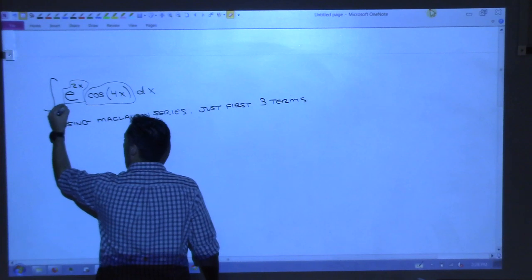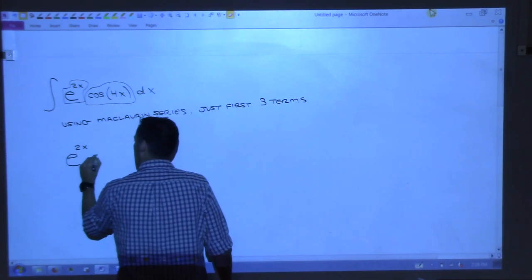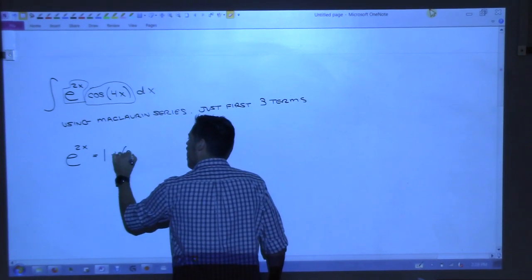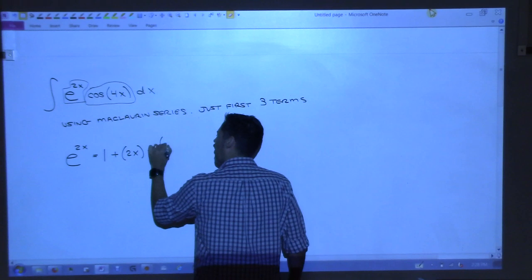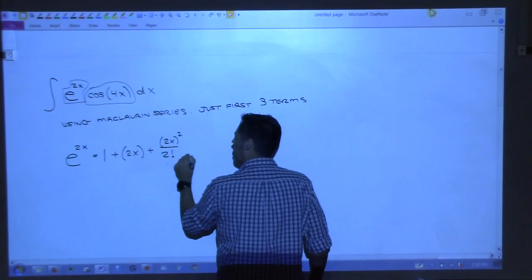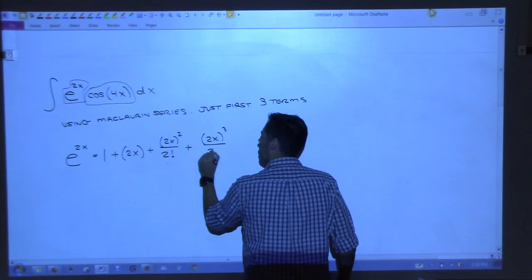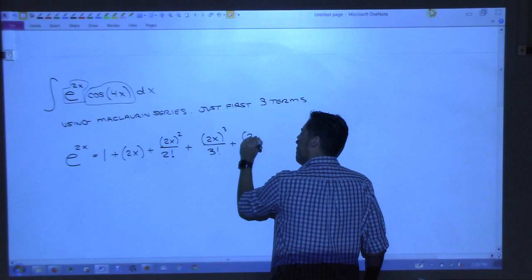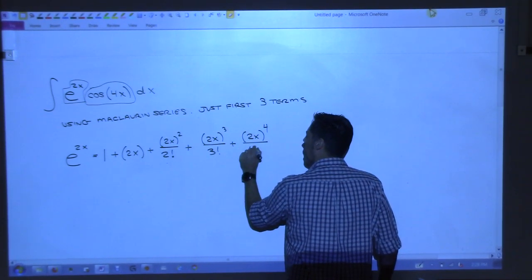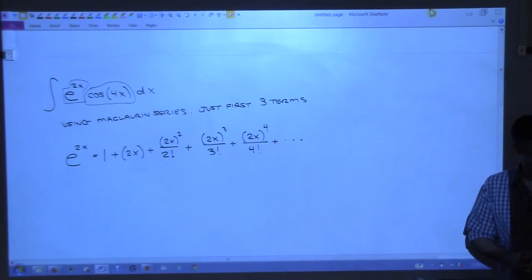What is the formula for e to the 2x? Well, that should be 1 plus 2x plus (2x) squared over 2 factorial plus (2x) cubed over 3 factorial. You all with me on that? Plus (2x) to the 4th over 4 factorial plus dot, dot, dot, right? That's what e to the 2x is.